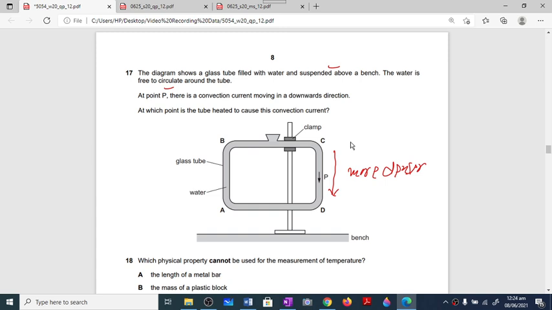For a convection current, we will provide heat energy at this point. So what is the reason? So that the water will expand, become less dense and move in the upper direction. So there will be a convection current set up in this particular glass tube.